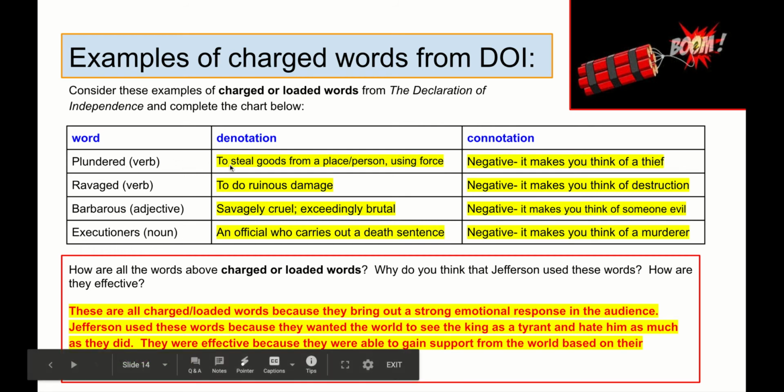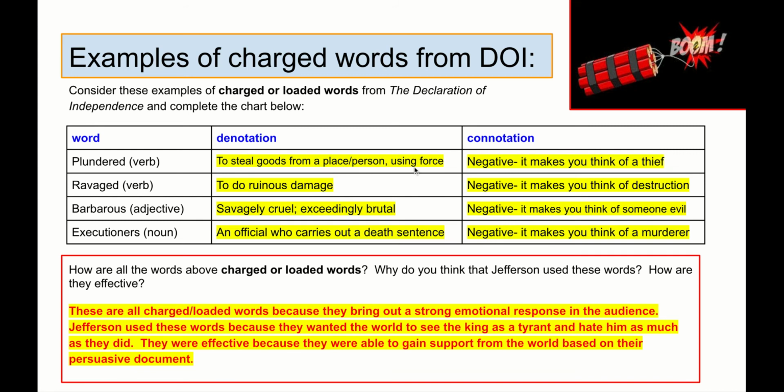Now, the denotation means to steal goods from a place or person using force, okay? But the connotation is very negative, and it makes you think of a thief. So they want the people to think of the king as a thief and the people that he sent over. So that's why they use that word plundered. Next, we have ravage, which is also a verb. It means to do ruinous damage. It makes you think of death and destruction, which is what they want people to associate with the king. So that's why they use that verb.